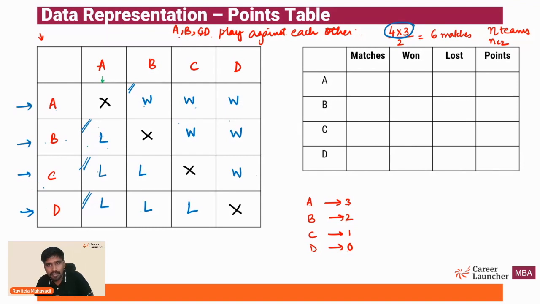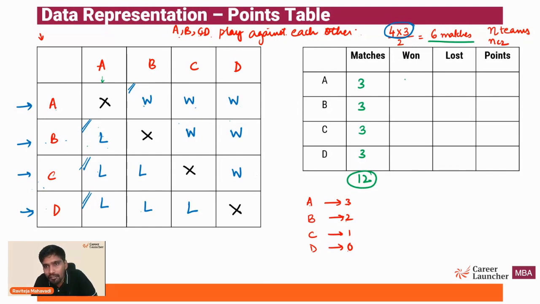So if that is understood, let us try and understand what happens in the points table. What is the total number of matches? We have already decided that the total number of matches is 6. Now just look at what happens to A. A has played 3 matches, B has played 3 matches, C has played 3 matches, and D has also played 3 matches. You will find in the points table the total number of matches to be 12. But if 12 is the count in the points table, actually only 6 matches would have happened.